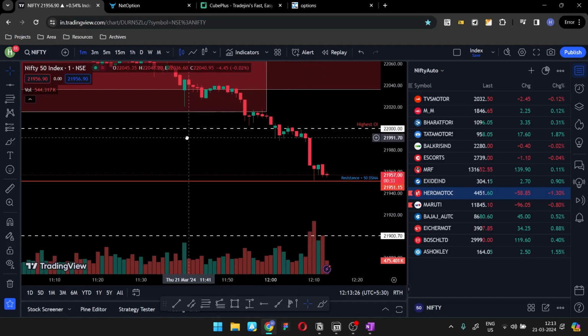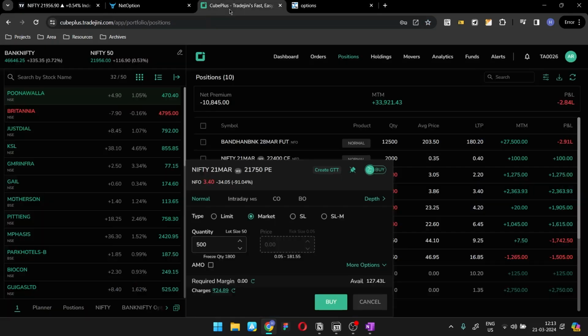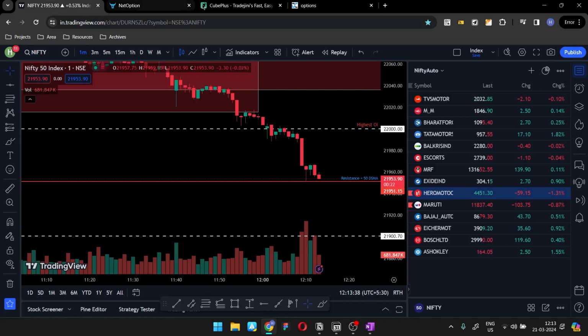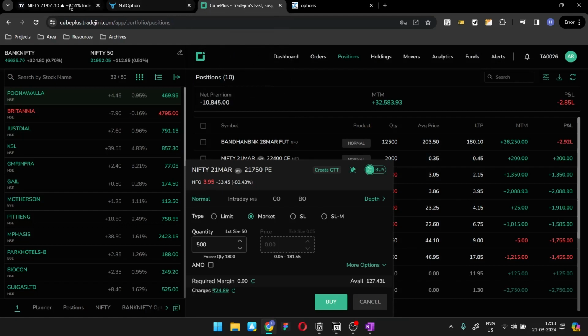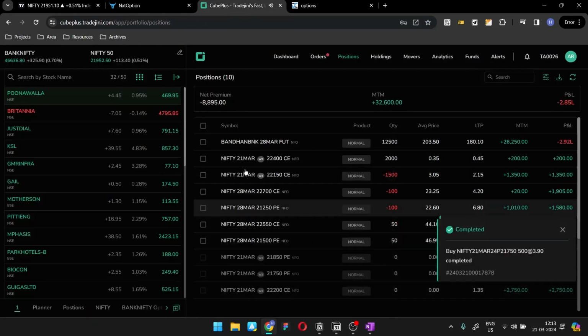But here mostly it can break it. So what I have done is I have kept my position ready here to square off. So in case I go against, it's very clear. Yeah, it has crossed, so I'll just cut my position there.